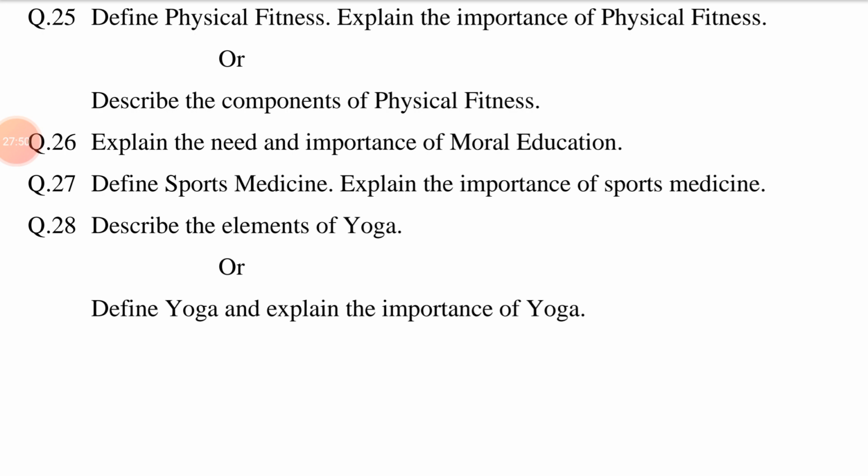Number 1, improves your health. 2, reduces the risk of several diseases. 3, quality of life improves. 4, muscles and bones become strong. 5, reduces the risk of cancer. 6, improves the respiratory system. 7, reduces the risk of diabetes. 8, improves cardiovascular health. 9, reduces obesity. 10, reduces high blood pressure. Explain all these points in 2 to 3 lines, or describe the components of physical fitness.